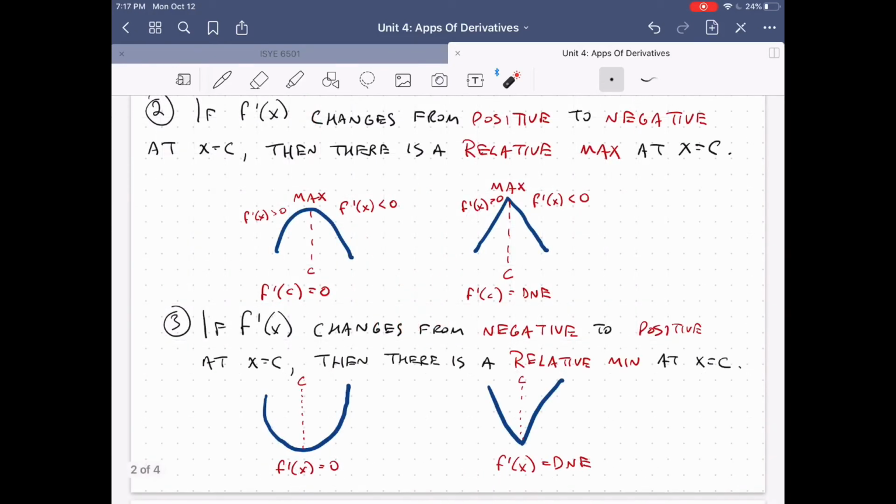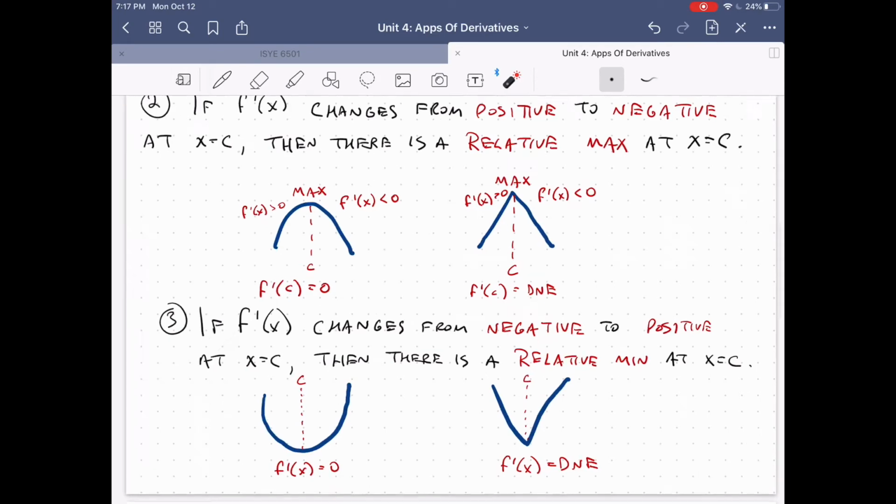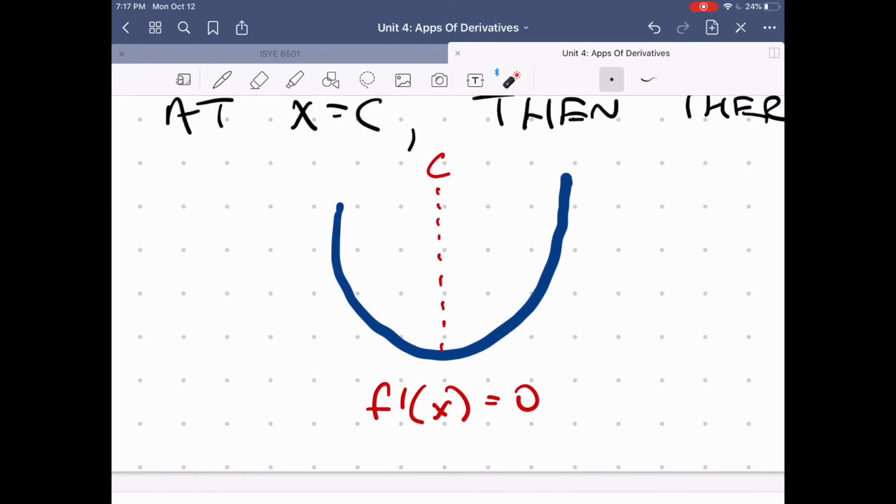So this is our key point about derivatives number 3. If f prime of x changes from negative to positive at some critical point, x is equal to c, then that means that there is a relative minimum at x is equal to c. And once again, this works whether f prime of x is equal to 0 or if f prime of x does not exist.